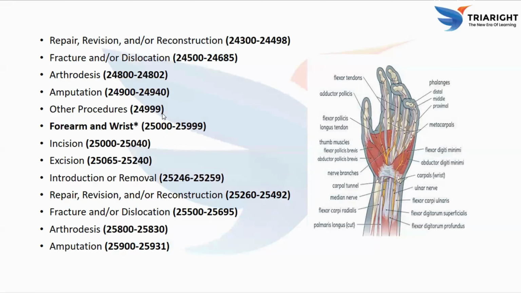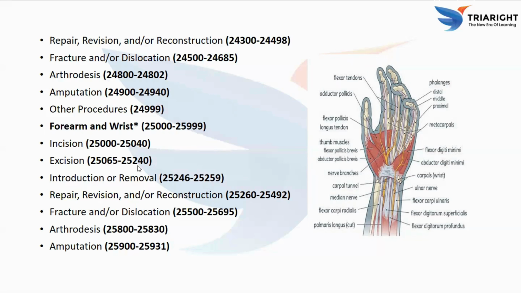And arthrodesis codes are 24,800 to 24,802. So it's a fusion of the elbow joint. So arthrodesis stops the movement to relieve the severe pain. For example, elbow joint fusion in arthritis. And amputation codes are 24,900 to 24,940. So amputation is a partial or complete removal of the elbow or forearm. So it is usually due to trauma or severe infection.